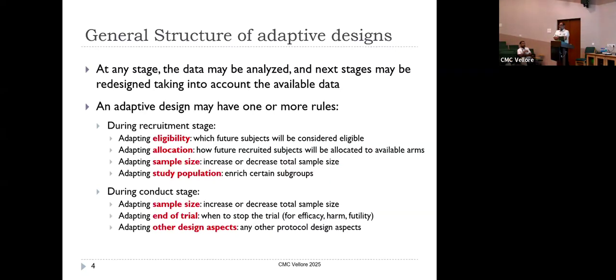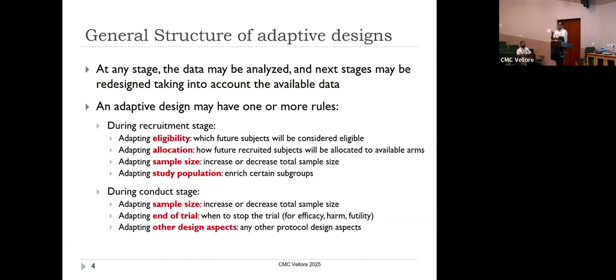analyzed. You have to pre-specify at what stage you're going to do it. And the next stages may be redesigned, taking into account the available data. So you may have, they call them rules, and during the recruitment, while you're still recruiting people, there are some things that you can change. You can change the eligibility of future subjects.